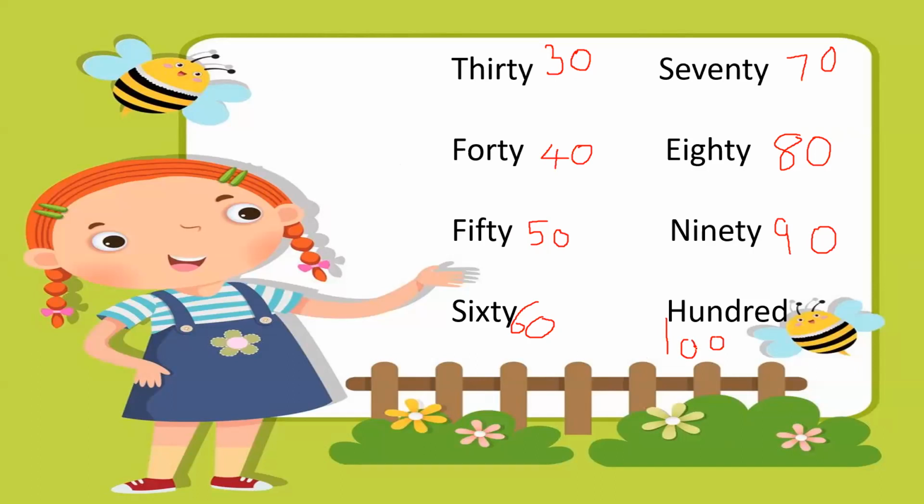Now what you have to do is, today at home, listen carefully, revise. Today at home what you will do? You will write 1 to 100 numbers and their spelling. Tomorrow I will ask you the number name also and the number also. Okay, so be ready.